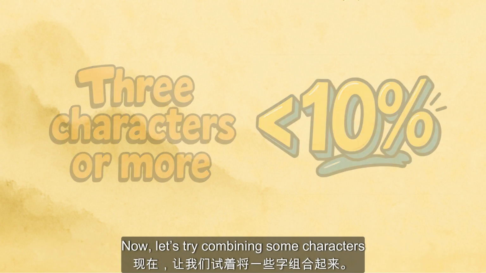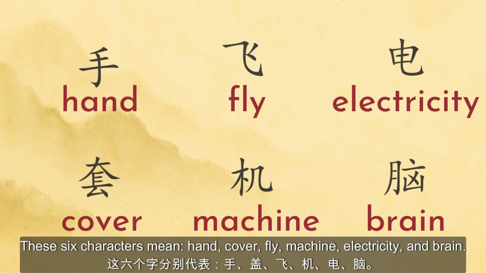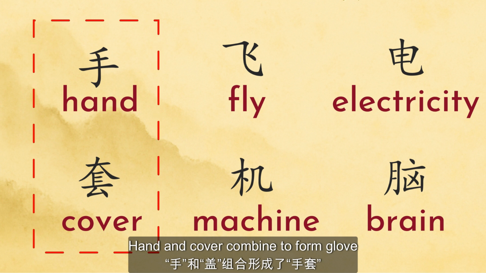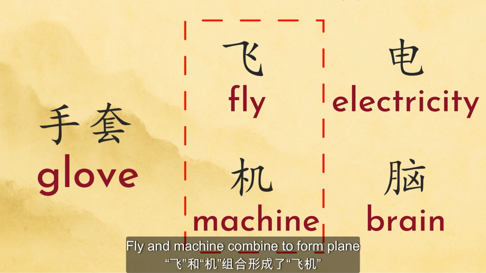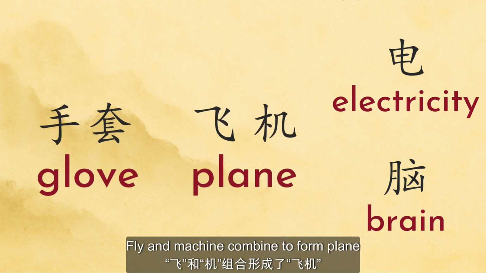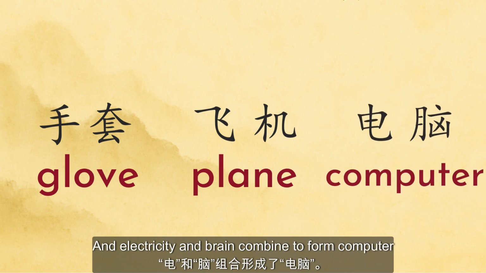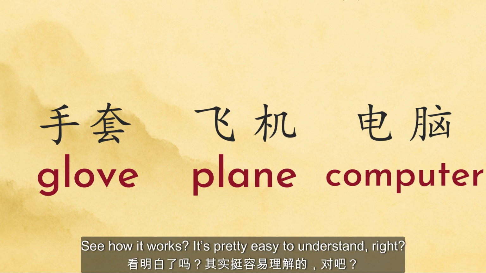Now, let's try combining some characters. These 6 characters mean hand, cover, fly, machine, electricity, and brain. But when you put them together, they create new meanings. Hand and cover combine to form glove. Flying and machine combine to form plane. And electricity and brain combine to form computer. See how it works? It's pretty easy to understand, right?